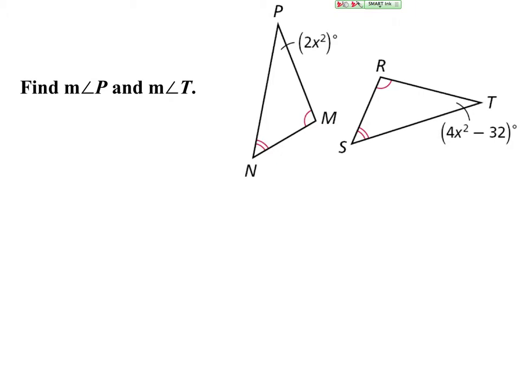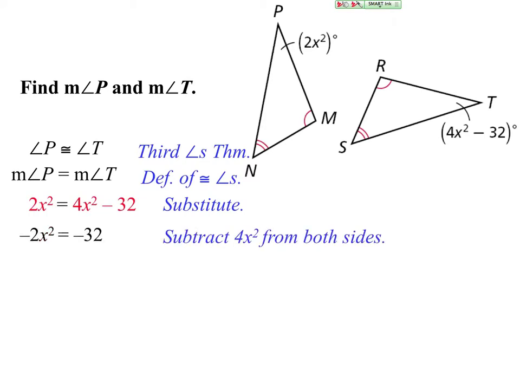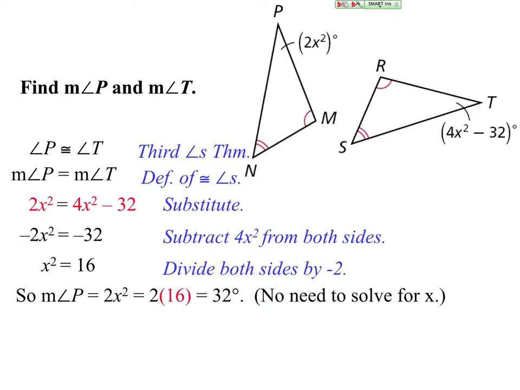2x squared has to equal 4x squared minus 32. Now that has a squared in there, so let's look at the solving. Okay, subtract 4x squared from each side, divide by -2, and square root. You really don't have to square root because you're going to substitute x squared back in. So they kind of skip that step in the solving.